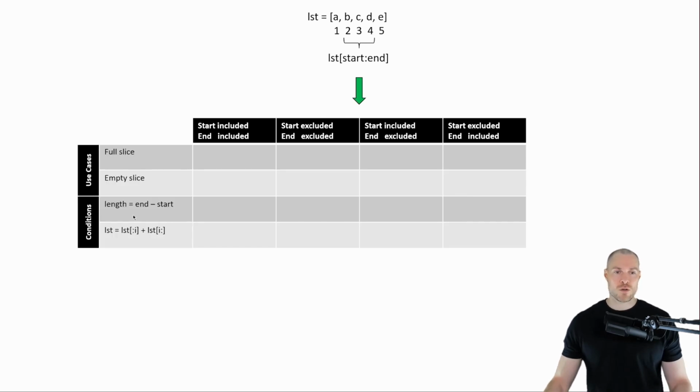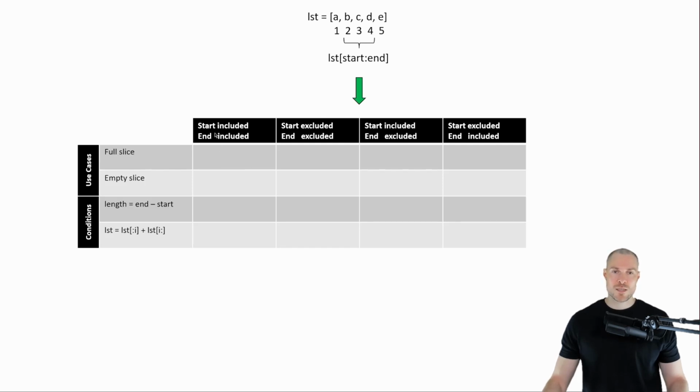And then we're also going to compare them based on 2 conditions. So the first condition should be that the length of the slice is equal to the end minus the start. And then the second condition is that 2 adjacent slices should then create the whole list again. So now let's first compare those 4 approaches here based on how we would create a full slice.